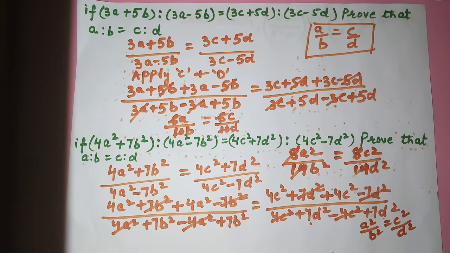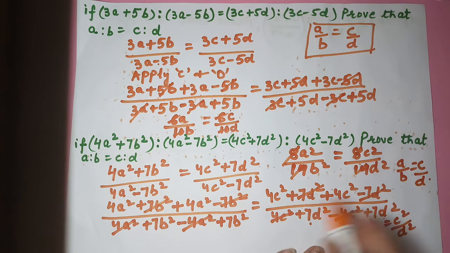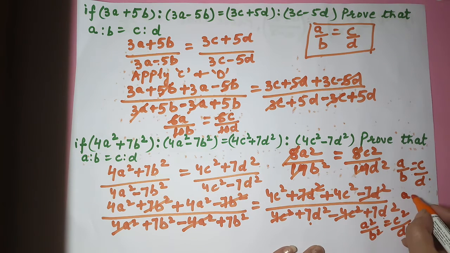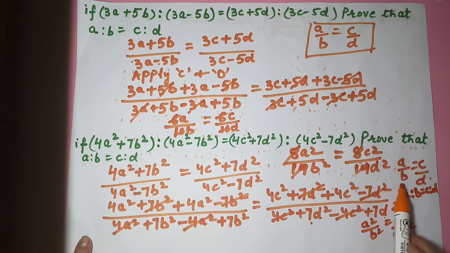Now if you take the square root on both sides, what will you get? A by b is equal to c by d. That's what you had to prove. Now you have to write your final answer in this format only. So your a is to b is equal to c is to d. Otherwise you will lose 1 mark if you are leaving the answer like this.